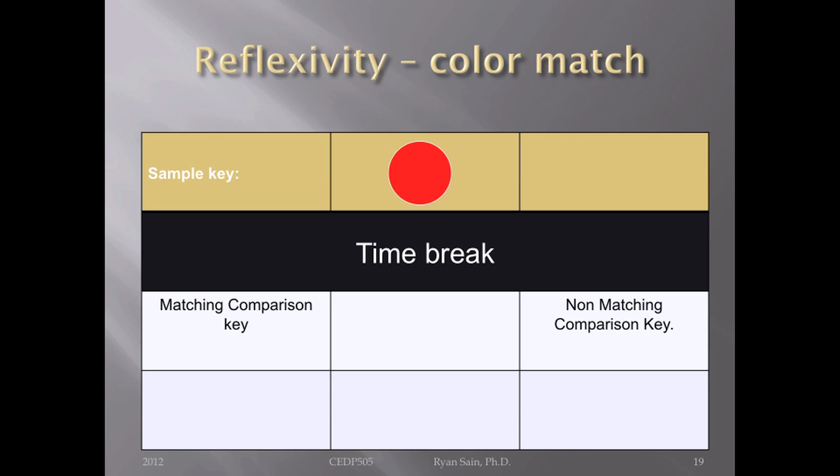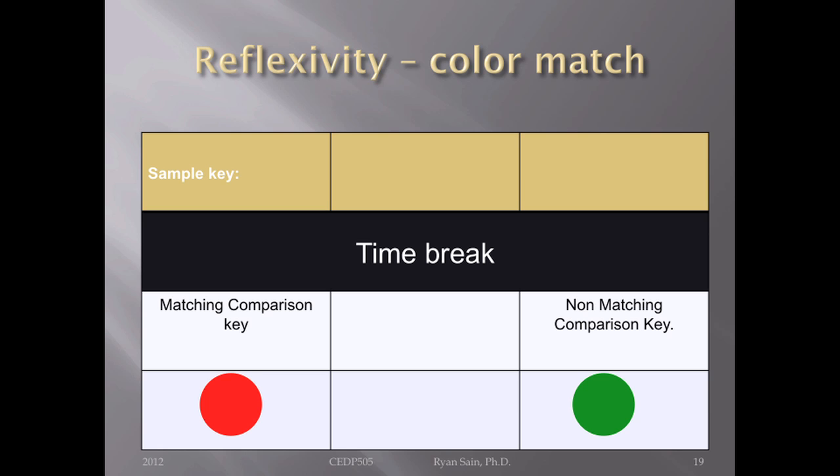So I give you the sample key, I turn it off, or you make an orienting response, and then I turn it off, and then I give you the option, right? Matching comparison key or the non-matching comparison key. So this is reflexivity, A equals A, so we're going for a color match, so you need to match the color. This is the type of stuff we do with kids that are developmentally delayed or autistic or something like that. We need to be able to teach them about their world. So we just start off seeing if they can do this basic thing, and then we go from there.